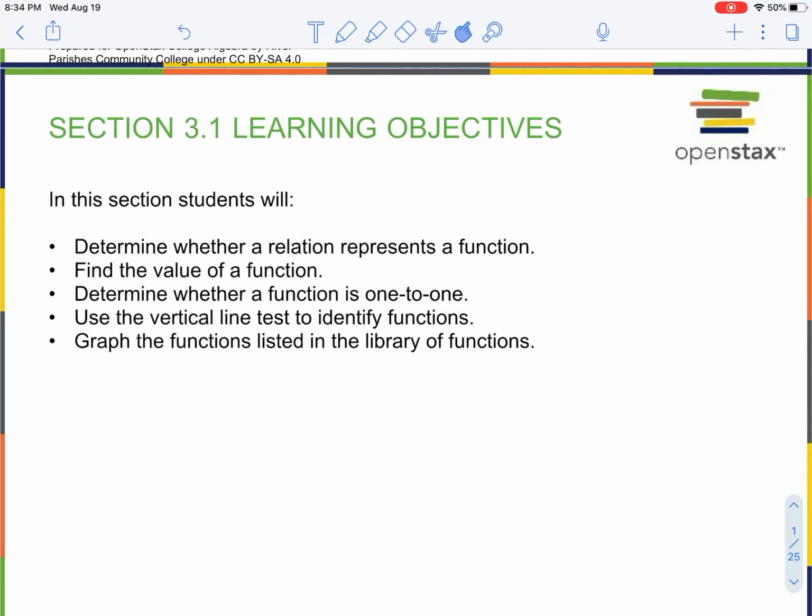So what we're going to be learning are the following objectives. Specifically, in this video, we're going to focus on determining whether a relation represents a function and finding the value of a function. The other 3 objectives we will cover in the next video.